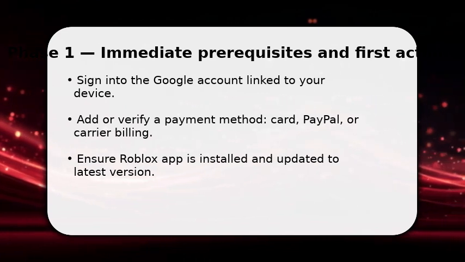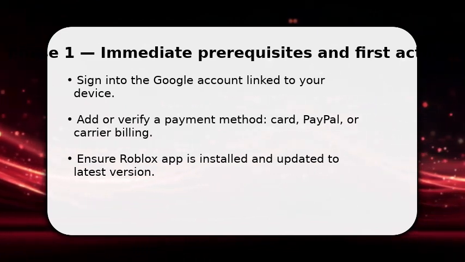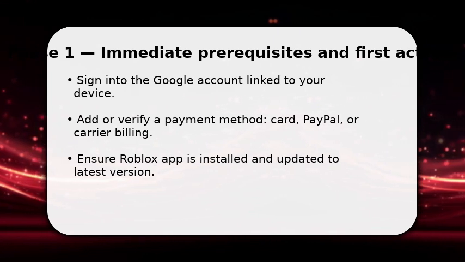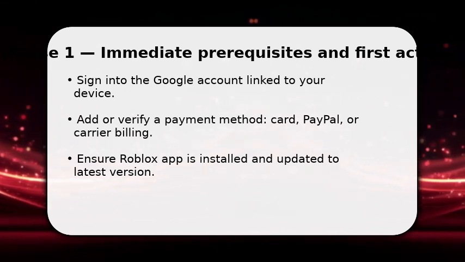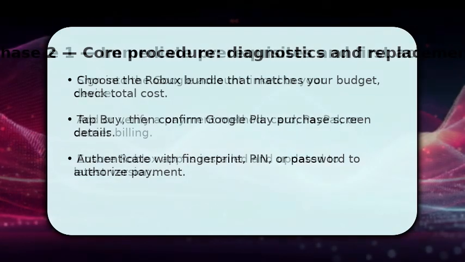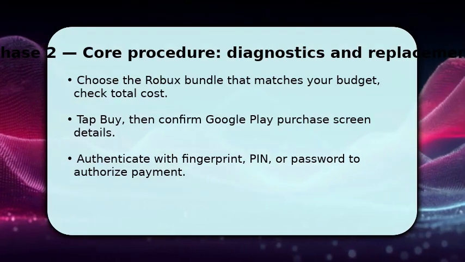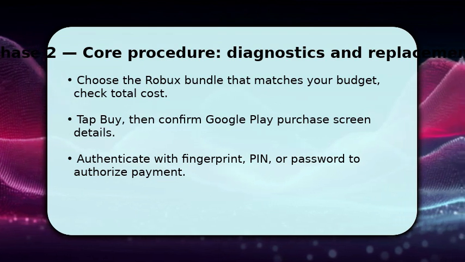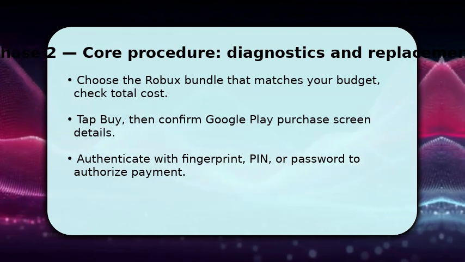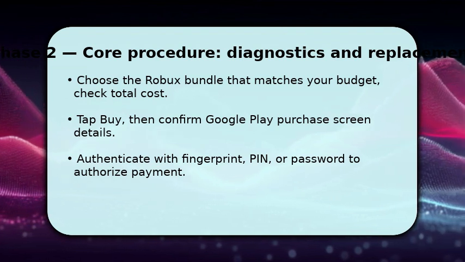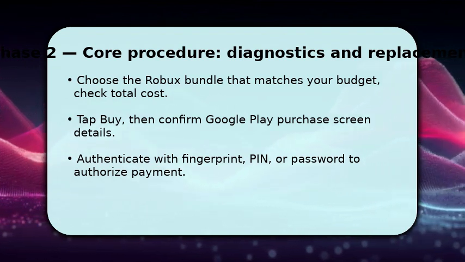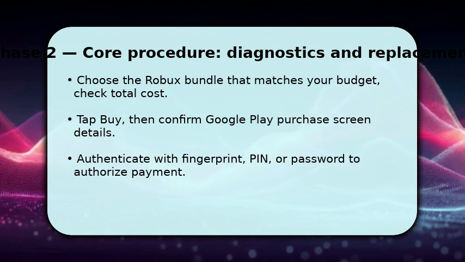Make sure your device has network access and that Google Play shows your payment method as valid before proceeding to buy. You pick the Robux bundle inside Roblox, observing the exact dollar cost displayed. This avoids surprises. When you tap Buy, Google Play overlays a confirmation page. Check the account, payment method, and tax or regional fees. Then authorize the transaction using your fingerprint, PIN, or Google password.